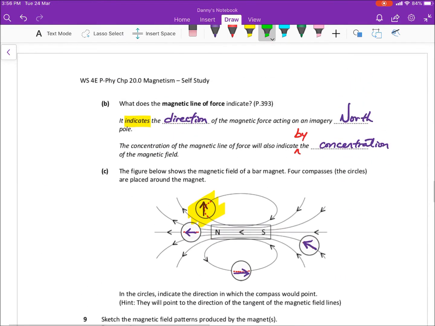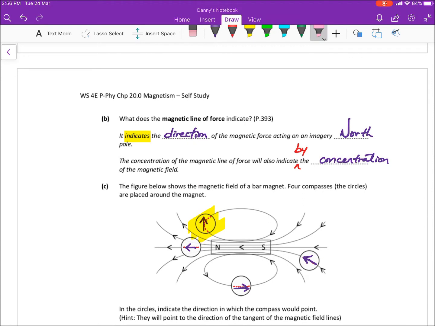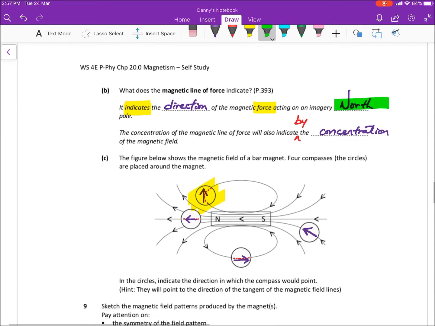Down here, nothing much. This one, just be careful. Look at what it indicates, and for forces, there's no such thing as the line of a force. There's only direction or magnitude. Then as for here, some of you put south, which is wrong, because if it is an imaginary south pole, then it will get attracted by the north pole rather than repel. So that's why the magnetic field line actually represents imaginary north poles.